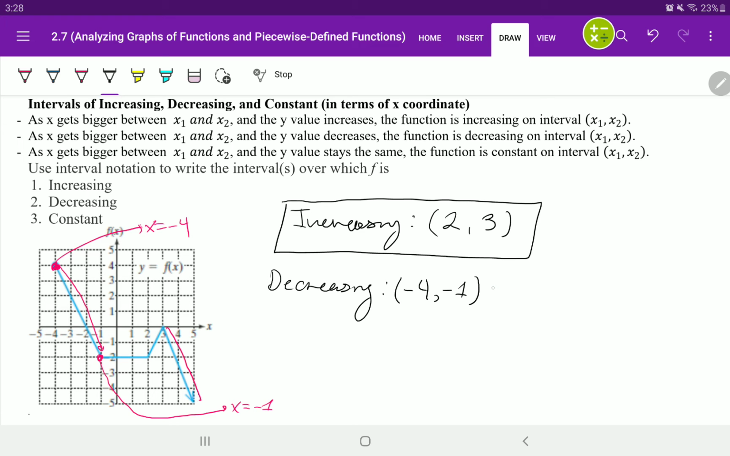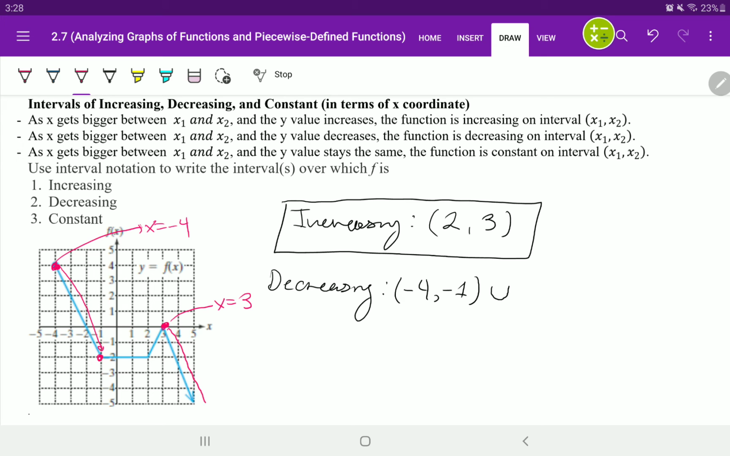Then I'm going to put a union. And now I'm looking at the second interval of decreasing. It starts here at x equals +3. My apologies. And now if you look right here, let me clear this.